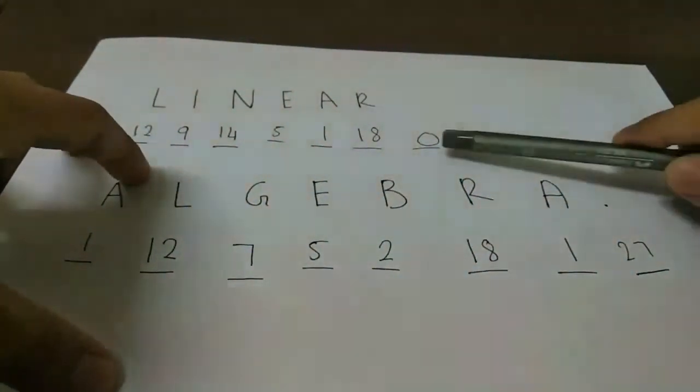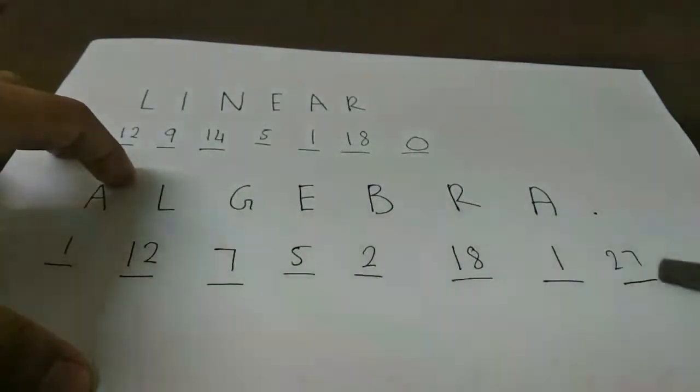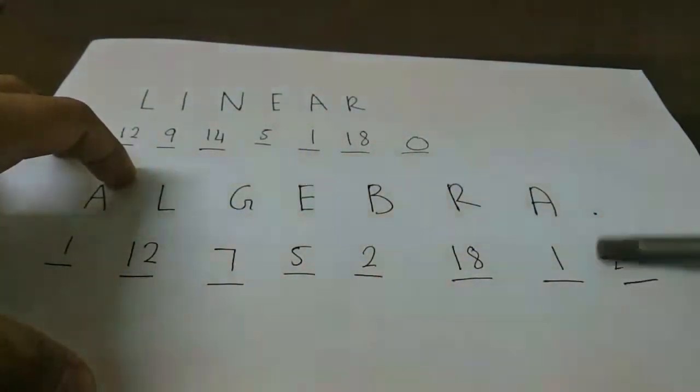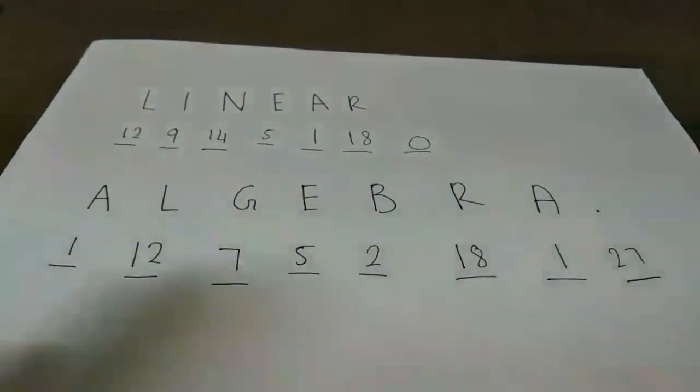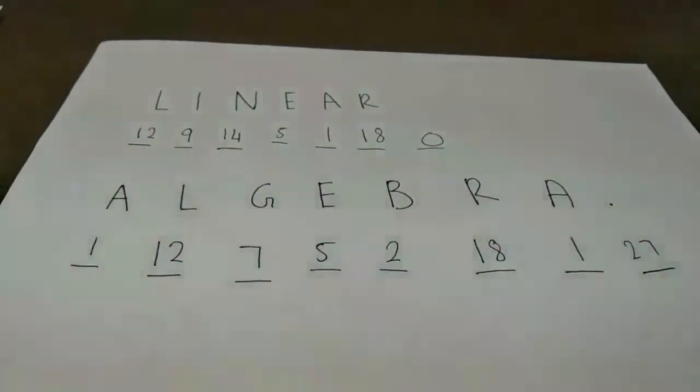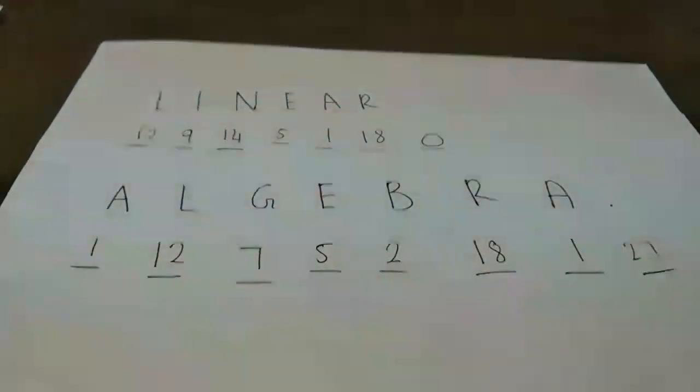And now we have 0 to indicate a blank space and 27 to indicate a full stop. So I just add these two things so we can use the whole numeric table. Okay, so we go to the next part, what we should do.